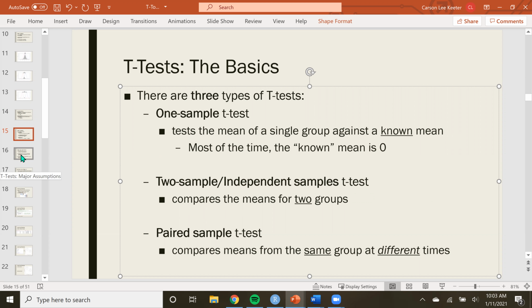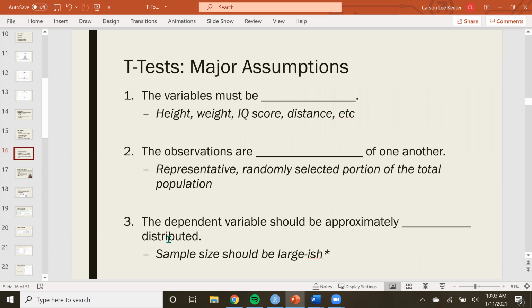Now, to use t-tests, though, we have some rules. We have some assumptions that we have to meet. And there's only 3, which is nice. Some of these are pretty easy to meet. Some of them are a little bit harder, but that is okay.